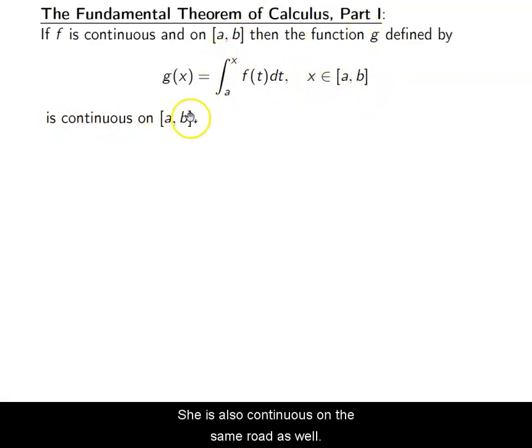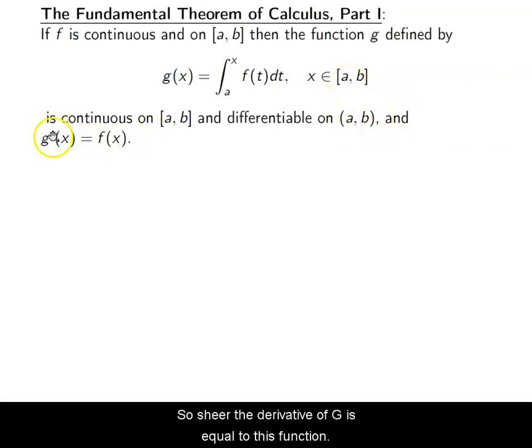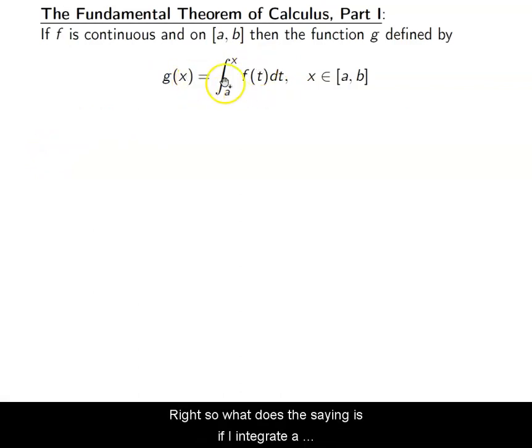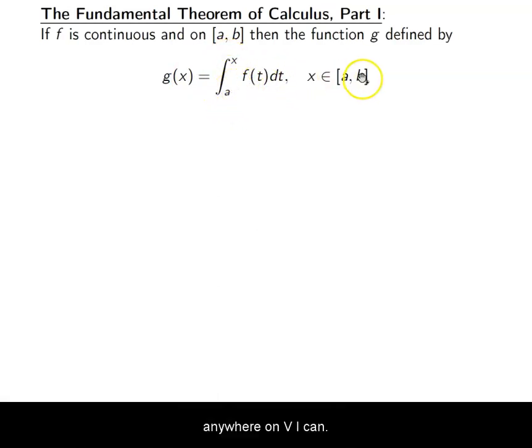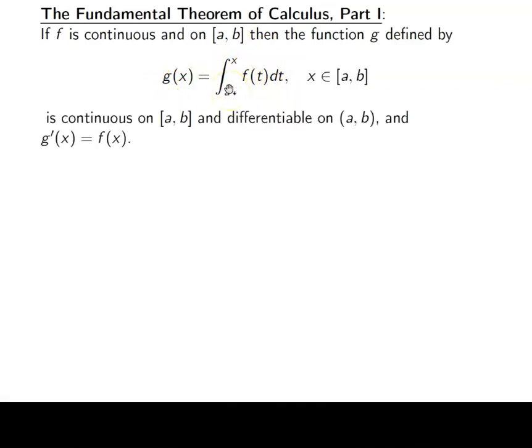g is also continuous on this interval, and it is differentiable on the open interval from a to b. Here the derivative of g is equal to this function f, right? So what this is saying is if I'm finding the area under a curve from a to anywhere on b, I can produce a function that will give me that area. That's basically what this is saying.